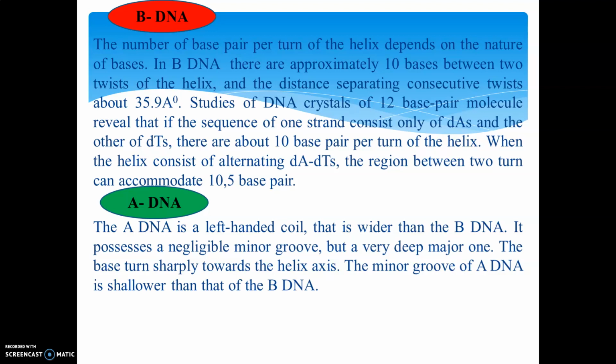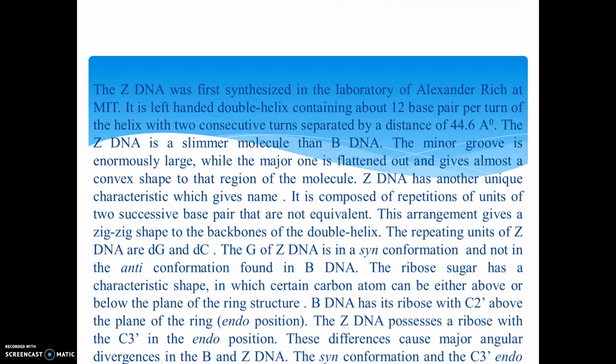Now we look at the characteristics of A-form DNA. The A DNA is a left-handed coil that is wider than B DNA. It possesses a negligible minor groove but a very deep major one. The bases turn sharply towards the helix axis. The minor groove of A DNA is shallower than that of B DNA.